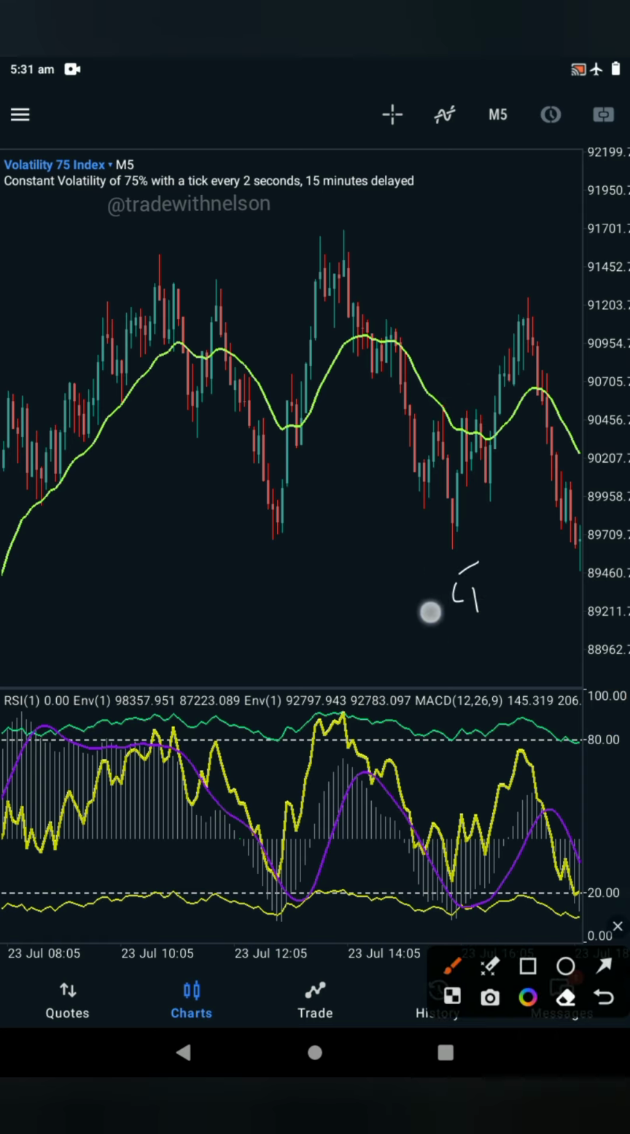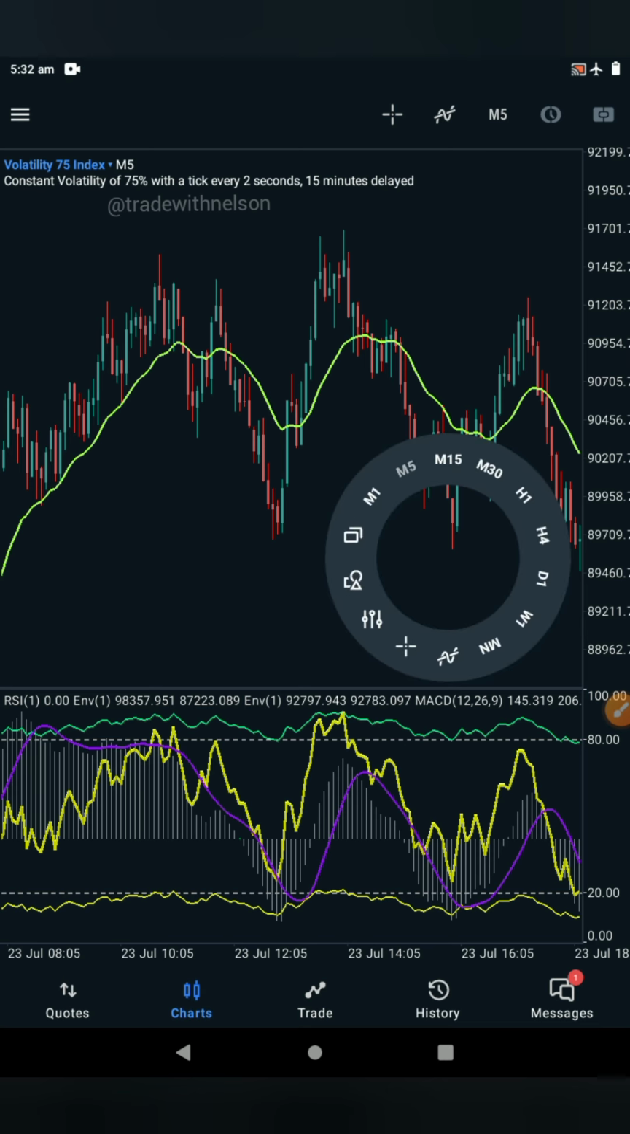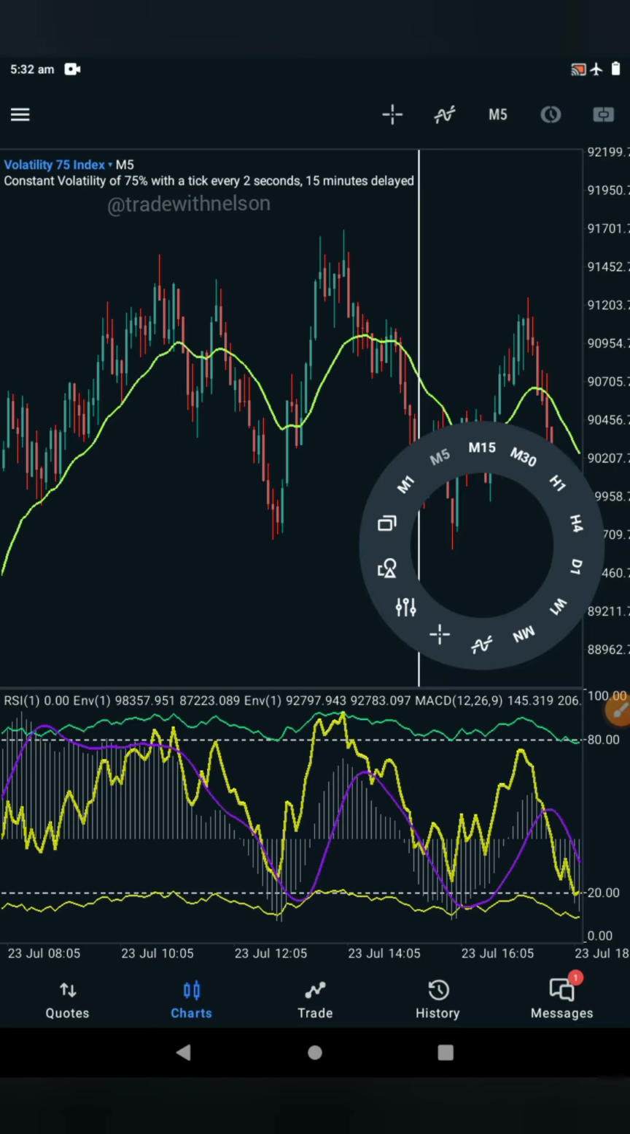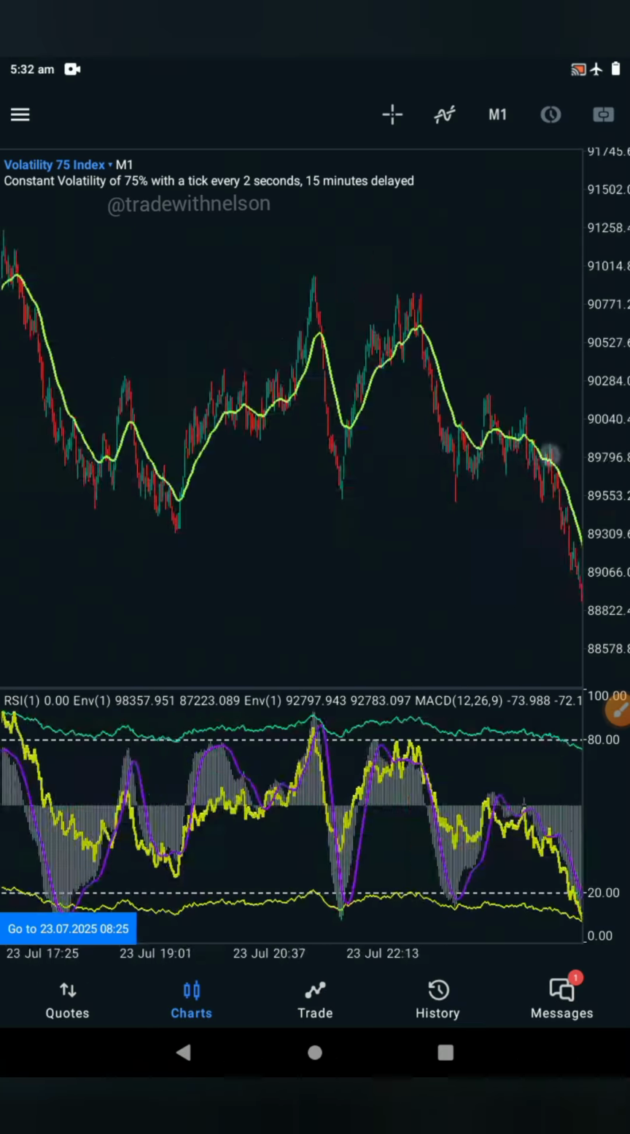So this is like four confluences aligning to each other. So if any one of them is not aligning, you should not take that trade. So let me mark out that area where we have the cross. Then you drop to your 1 minute time frame.